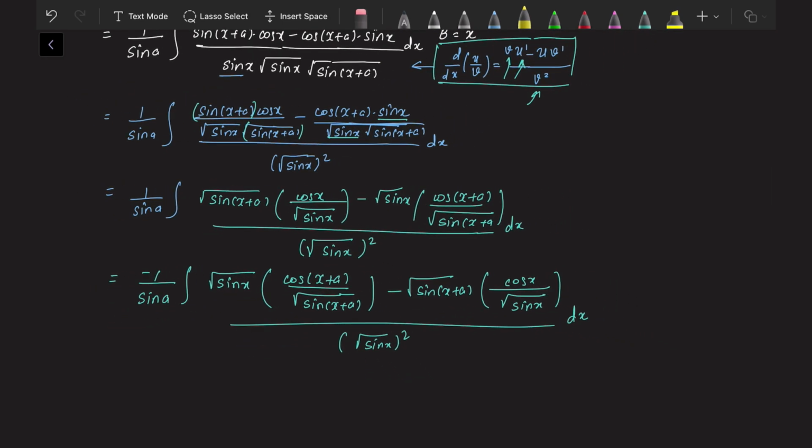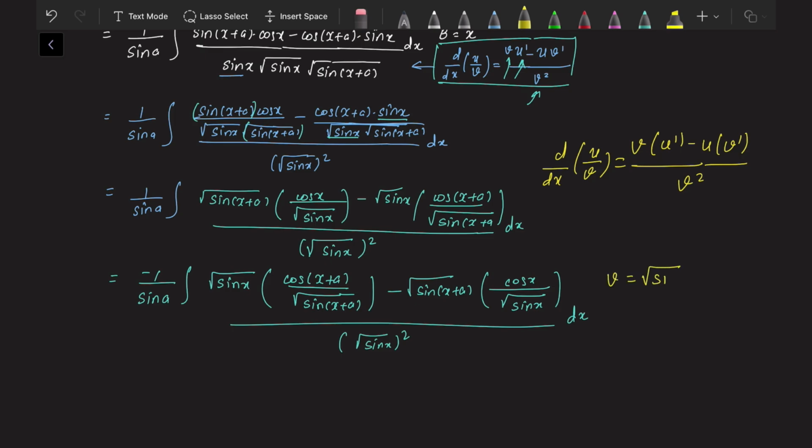Now look carefully at that pattern again. Let me just write it down for you again. So the d by dx, the derivative of anything of u by v type, means v and u are functions of x. We do v square, then we have v, then we do the derivative of u, minus, then we have u, and then with the derivative of v. So almost we have figured out the v over here.